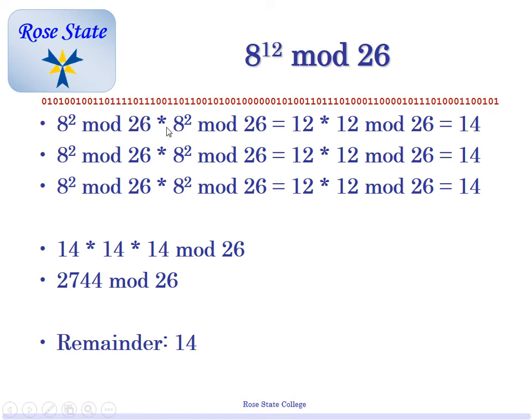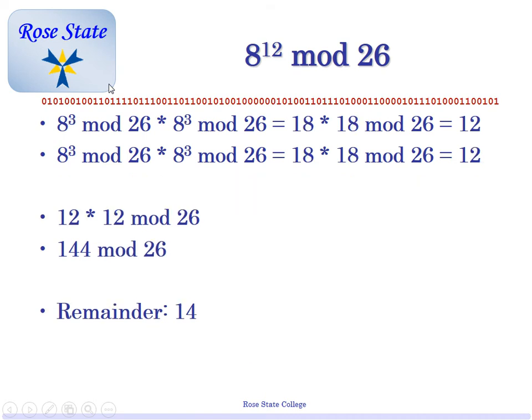Okay. All right. So 12 times 12 mod 26 is 144. So remember 14. You notice this one I'm actually doing 8 squared. This one I'm doing 8 cubed. Still comes out to the same result. You can do it any way you want. So it's really pretty simple.